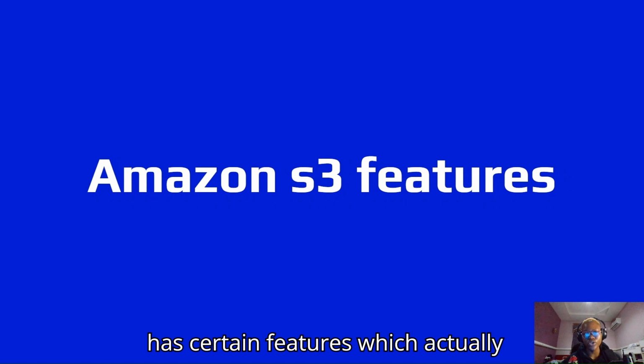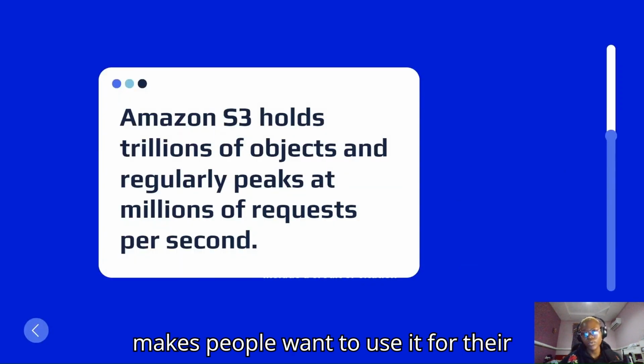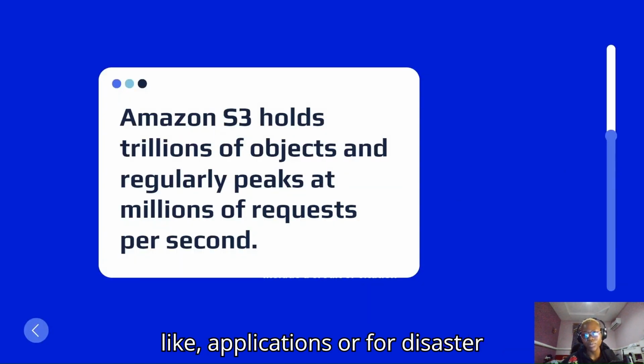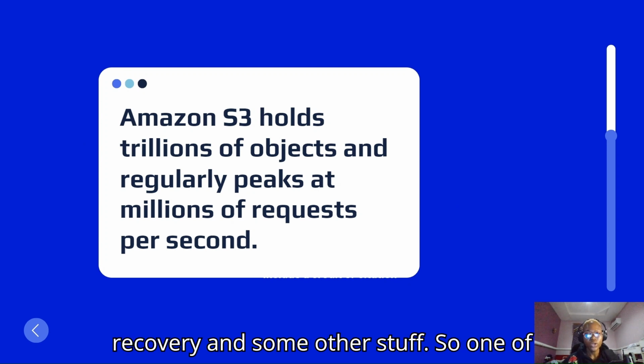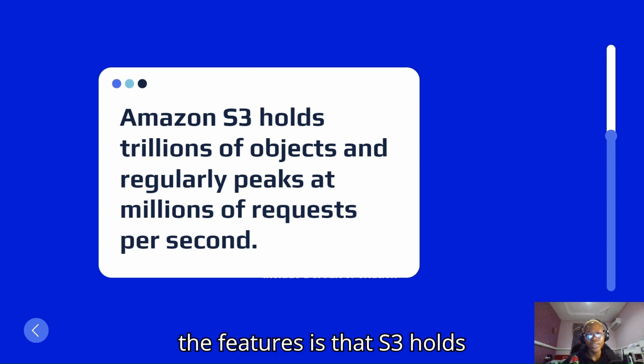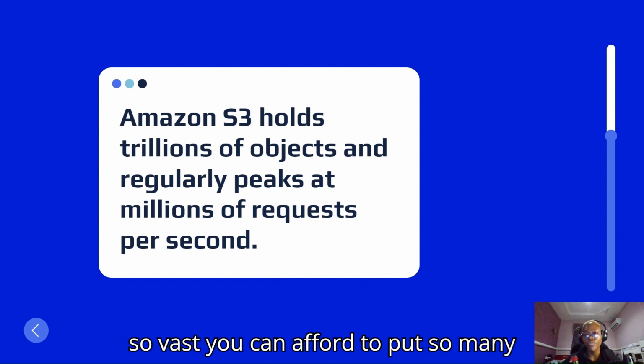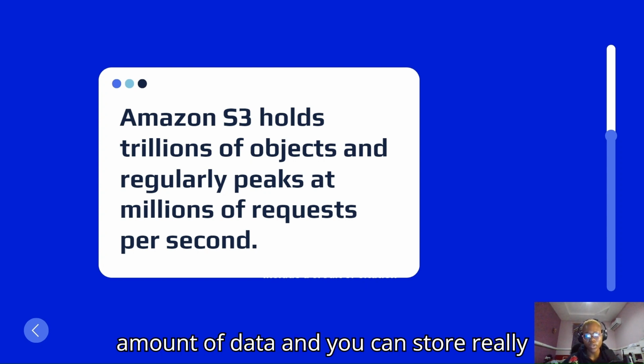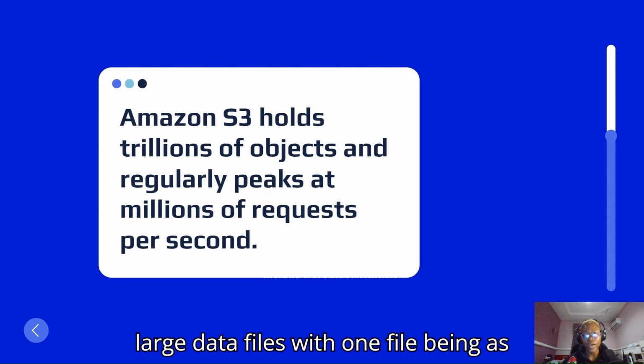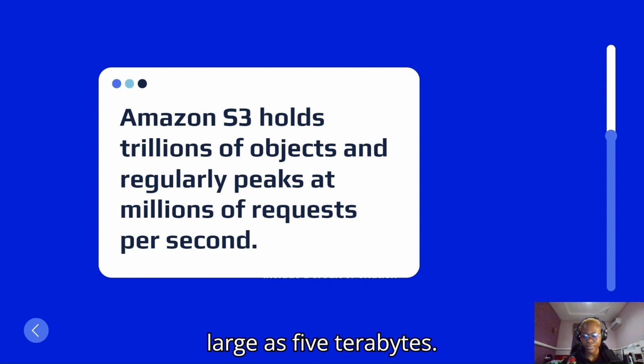Amazon S3 has certain features which make people want to use it for their applications or for disaster recovery and some other stuff. One of the features is that S3 holds trillions of objects. The storage is so vast, you can afford to put so many objects inside. You can store a large amount of data, and really large data files, with one file being as large as 5 terabytes.